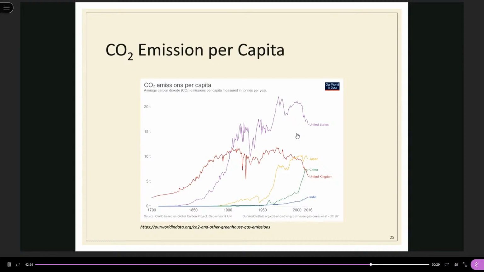Okay, so the year we are here, and this is the beginning of the industrial revolution. So the United States, this is the trend for the United States and the United Kingdom, getting lower. They are doing a good job. And for Japan and China it is rising. And for India, also rising. So what can we do?